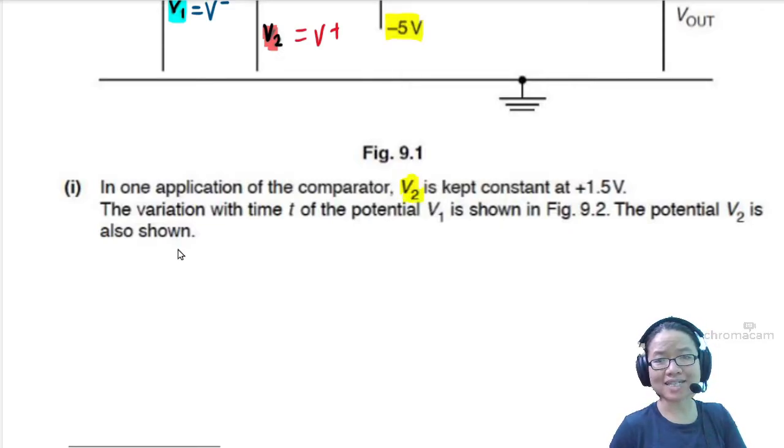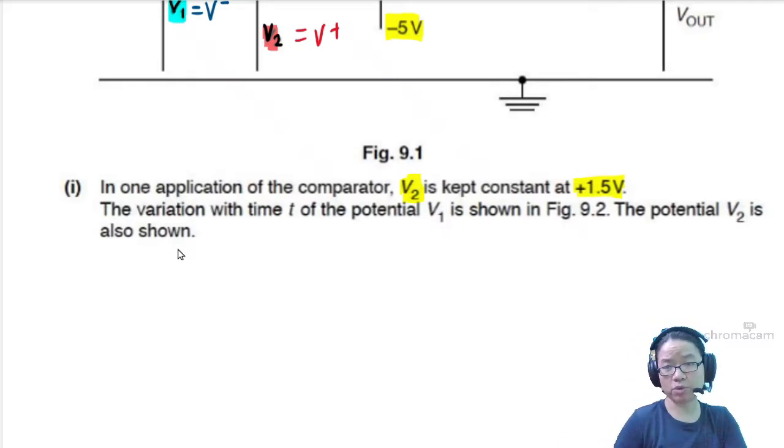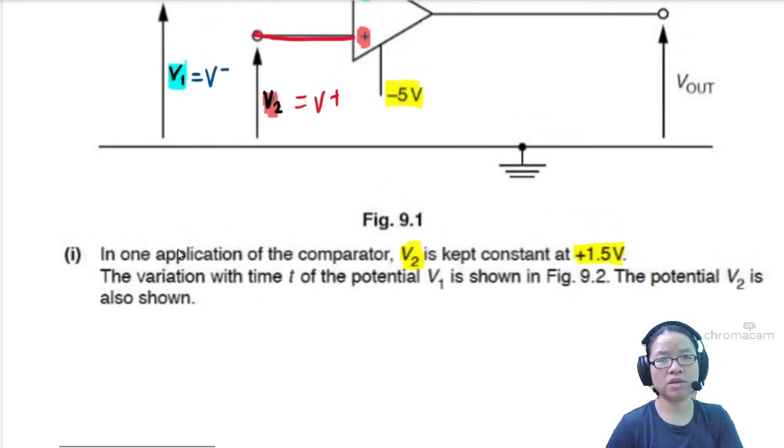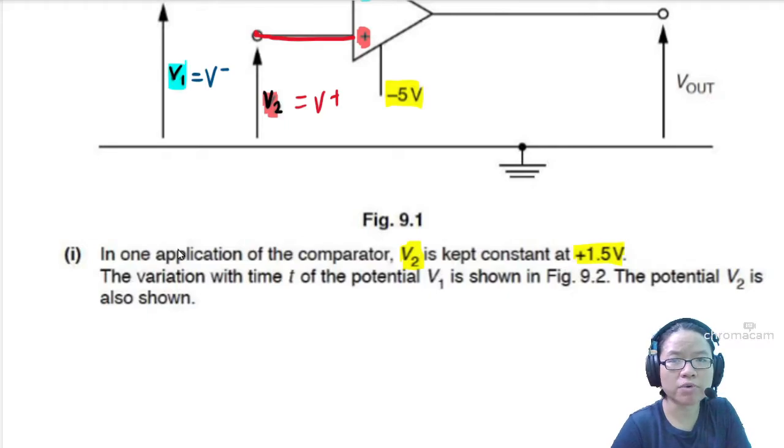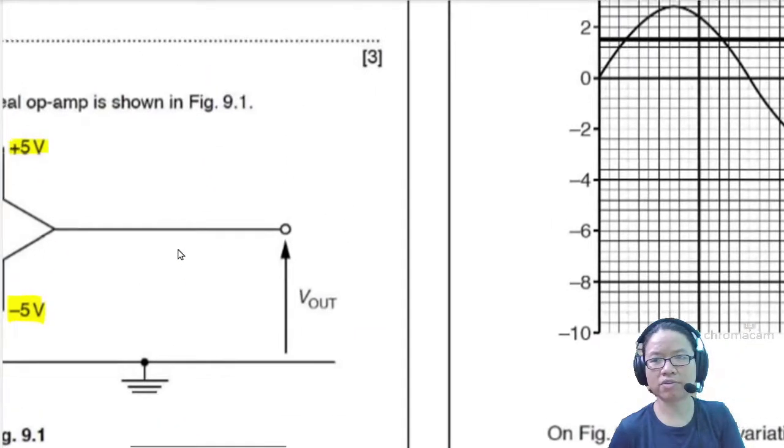V2 is kept constant at positive 1.5 volt, and the variation with time t of V1 is shown in the graph. V2 is also shown. So V2 is kept at 1.5 volt. I write first the important information, 1.5 volt. Then they say they will show V1 inside the graph. Alright, let's look at the graph.